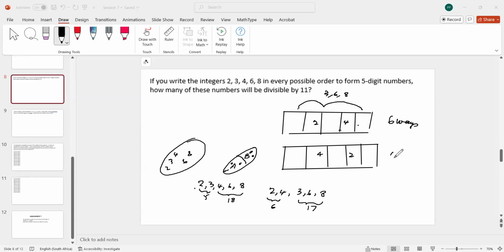Here too, you got another 6 ways. And these will be different numbers because you've got 4 and 2. So those are the only possibilities. So the answer is 12, because there are 12 such numbers. You can actually list all of them. And these alternate numbers will have to be 2 and 4 because that's the only time where you get the difference is 11. Okay, so that is the answer to the problem.